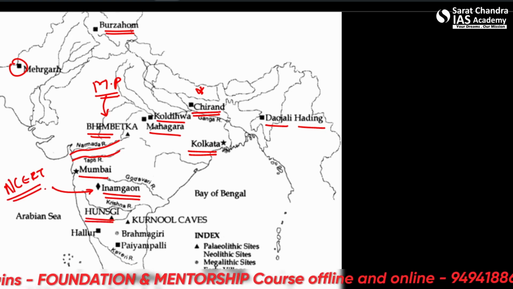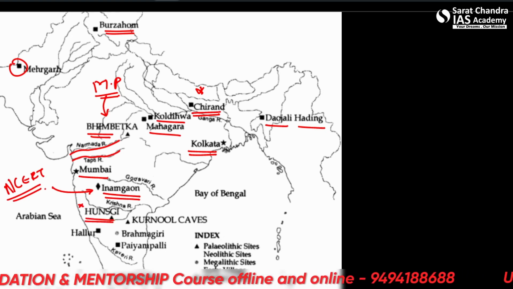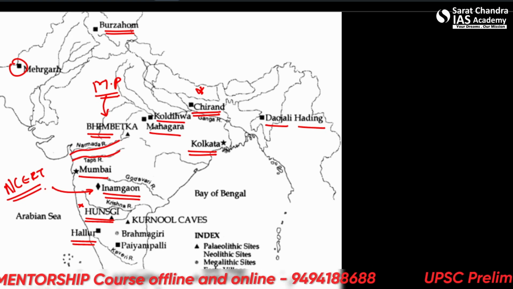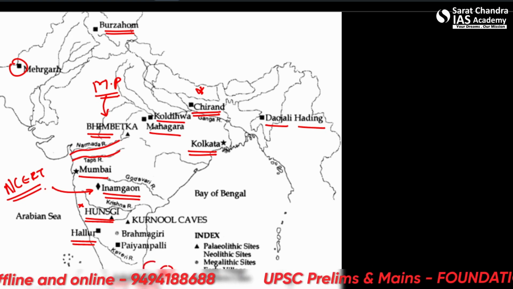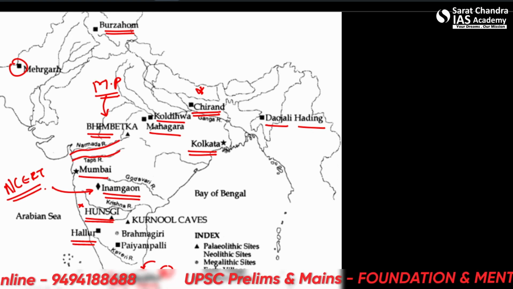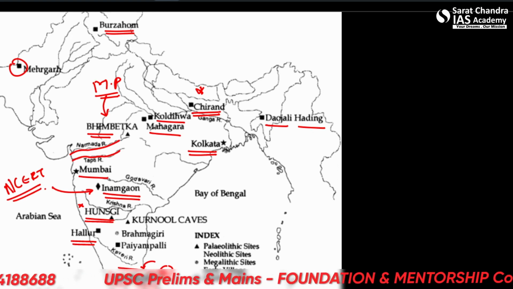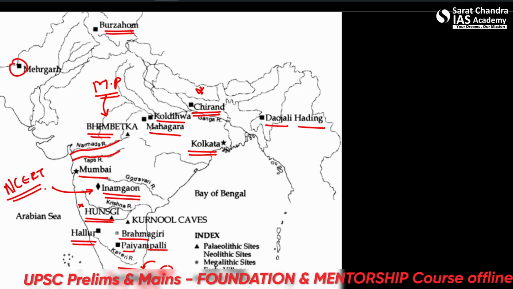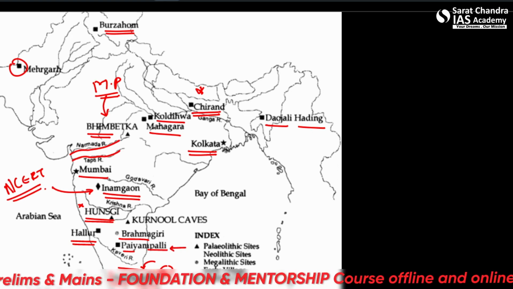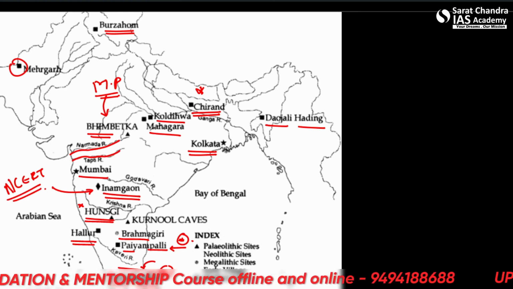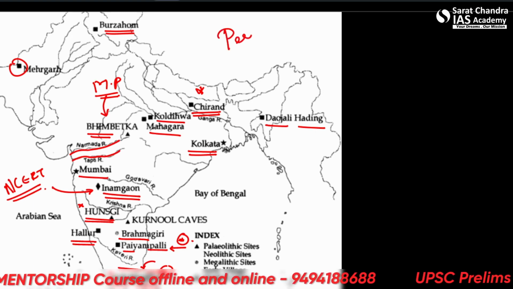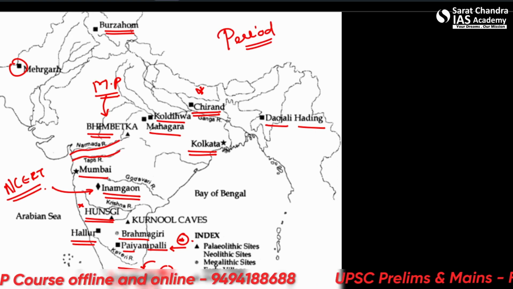Then there is Hangsi, a very important site in Karnataka. Halur and Adichanallur, this is also a very important site. I'm not sure, but it was one of the first discovered sites. There is Brahmagiri and Piyampalli. Piyampalli is also a very important site. Alright, so please remember these names. Also remember the period. So the period was the Iron Age.